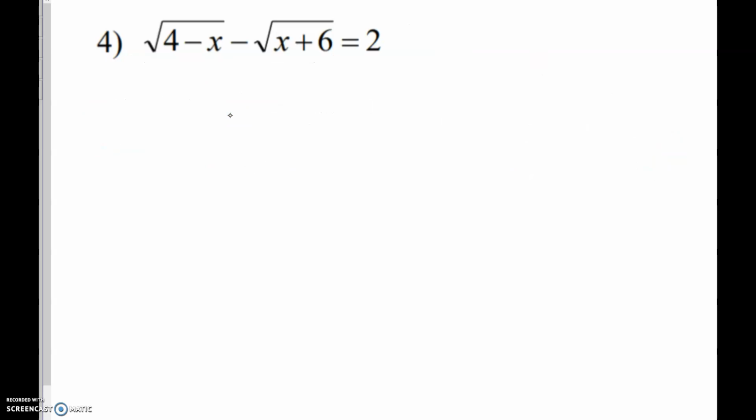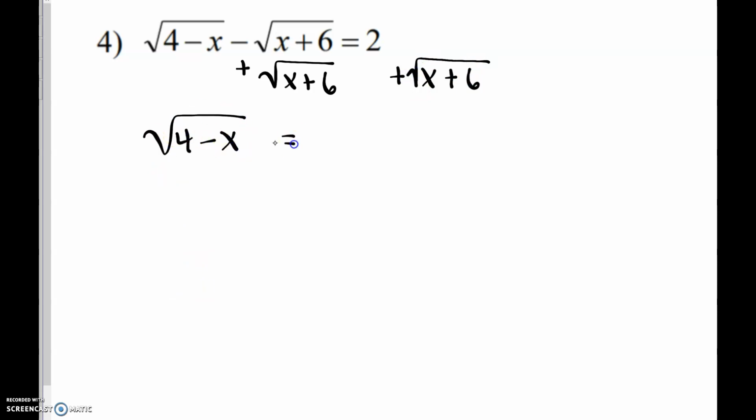So for solving these, step 1, only have one radical on each side. So we are going to move this radical to the right. That way, one of our radicals is isolated. Step 2, square both sides. Put parentheses around the entire left-hand side and the entire right-hand side.